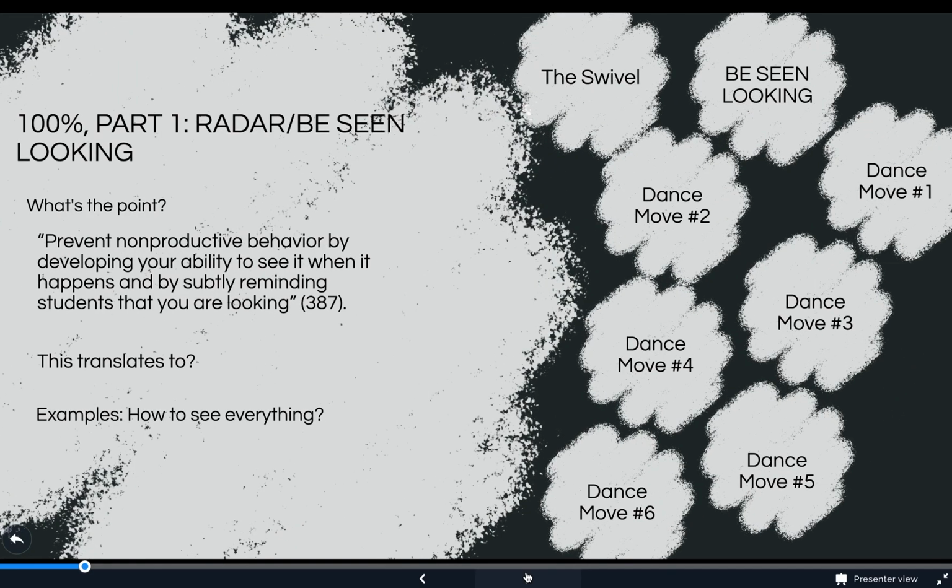So 100% part 1, radar, be seen looking. What's the point? Prevent non-productive behavior by developing your ability to see it when it happens and by subtly reminding students that you are looking. Basically, this translates to always prove to the students that you are always looking and that you always see what they're doing, even if it seems like you don't. Okay, next.